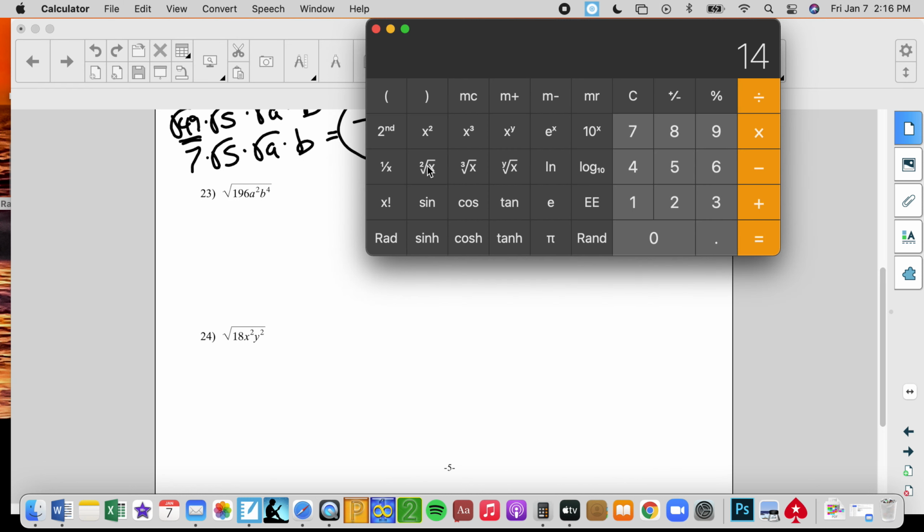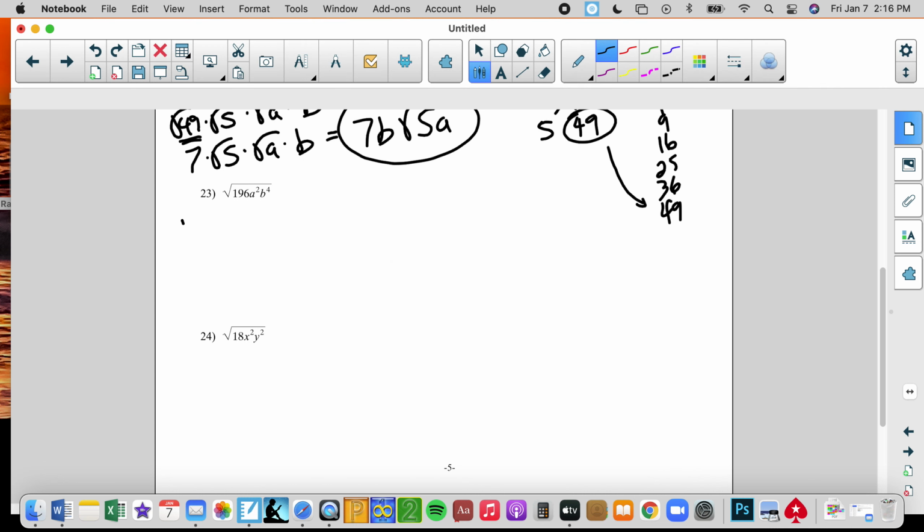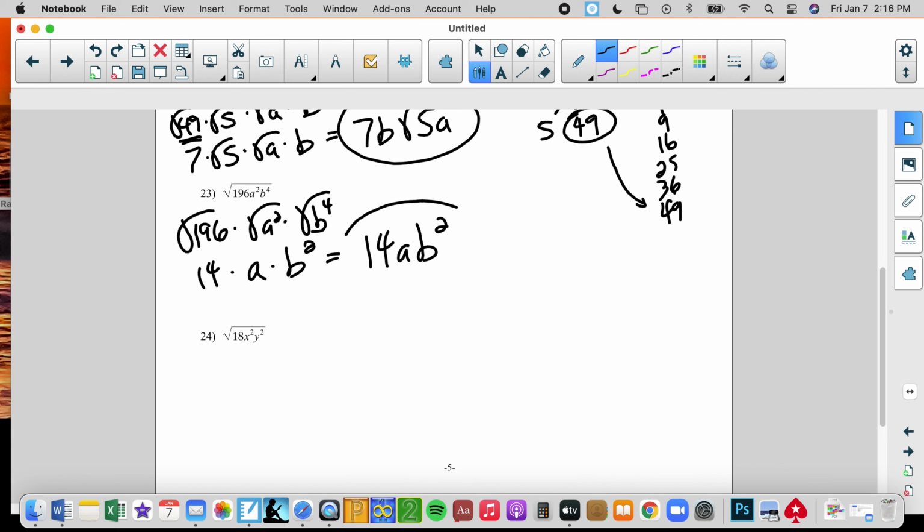The square root of 196 equals 14. Then the square root of a squared, and the square root of b to the 4th. The square root of a squared is a, and the square root of b to the 4th is b squared. So we get 14ab squared.